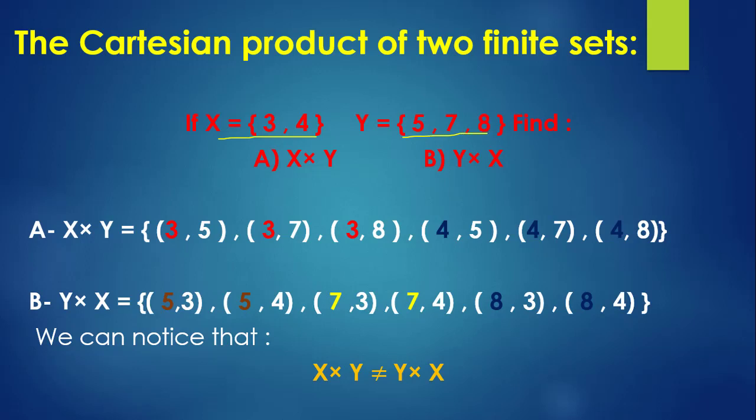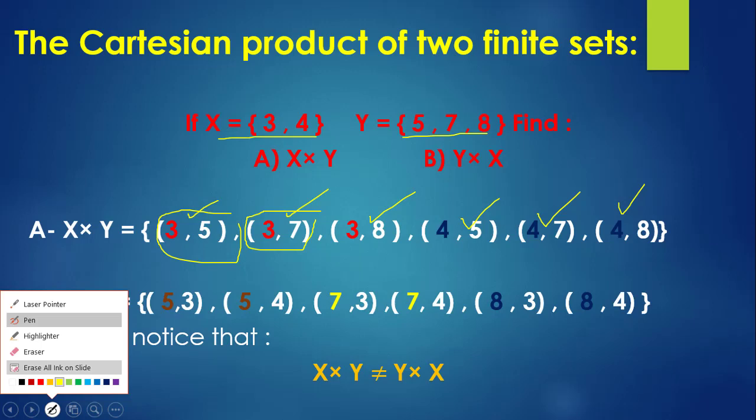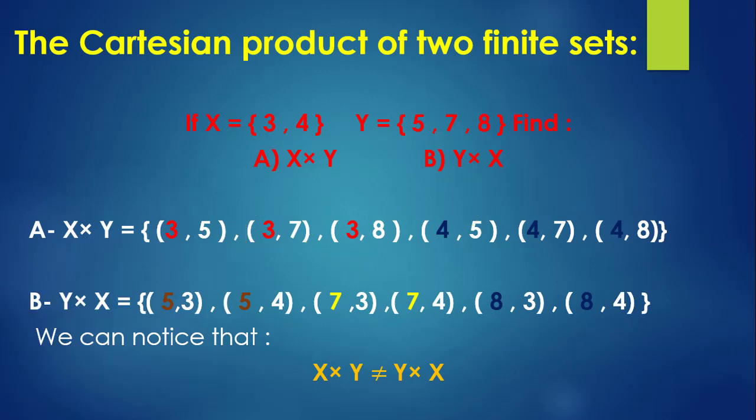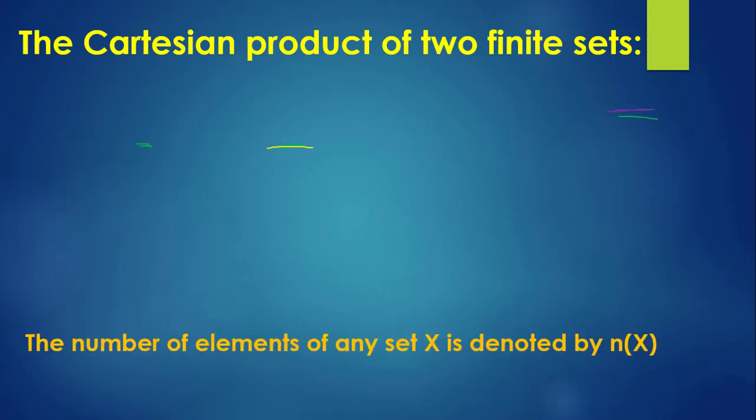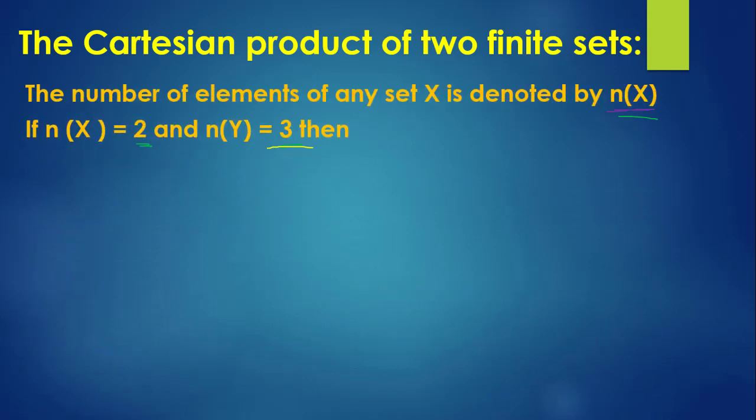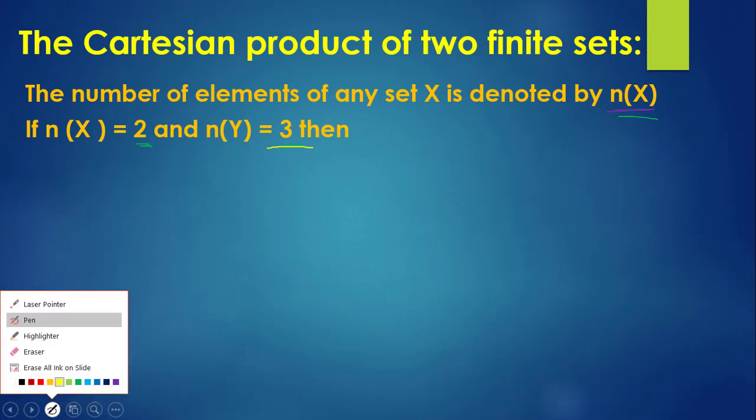As you can notice here, the number of elements of x by y Cartesian product is 1, 2, 3, 4, 5, 6. Each ordered pair is an element. We consider each ordered pair as an element. So if you have the number of elements of the first set x, and the number of elements of set y, you can get the number of elements of the Cartesian product set. Okay, let's continue.